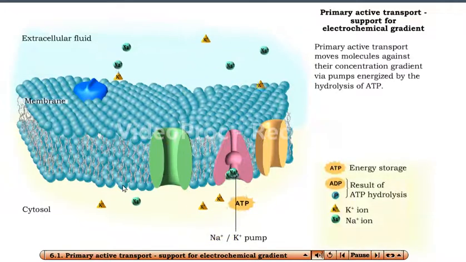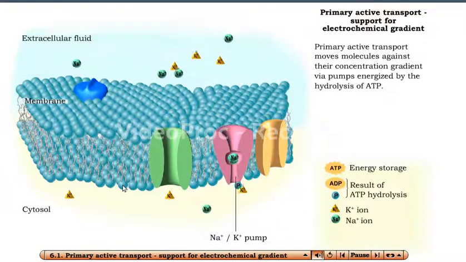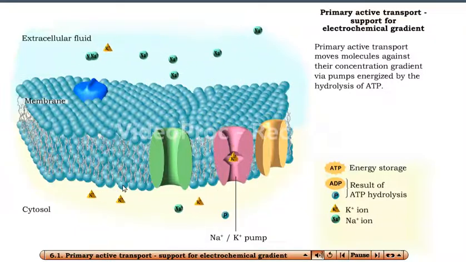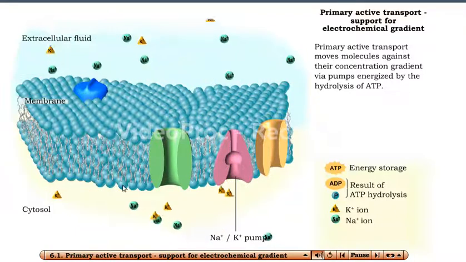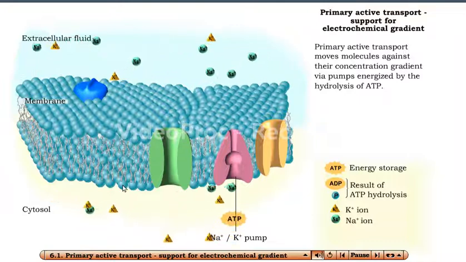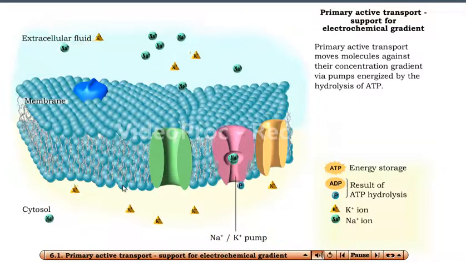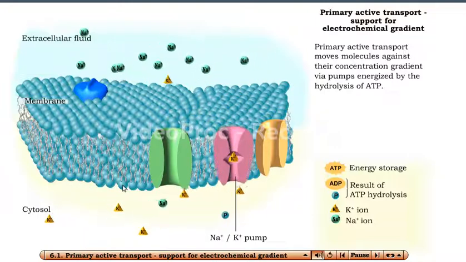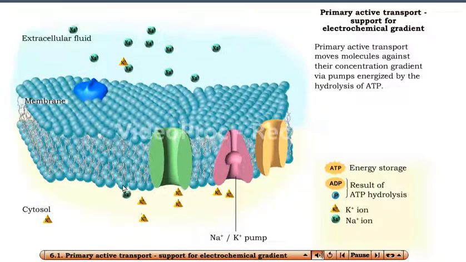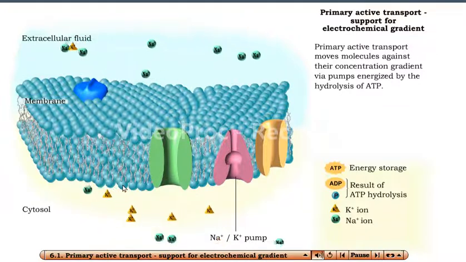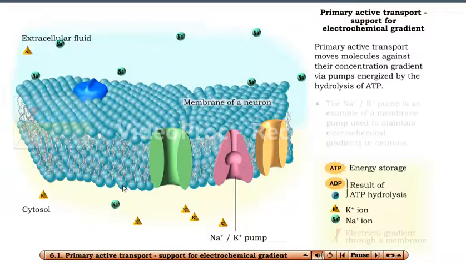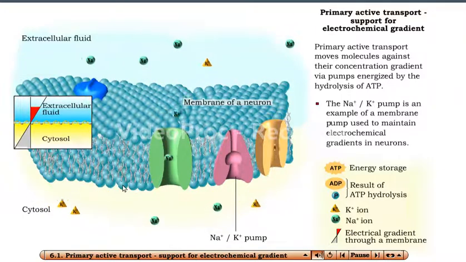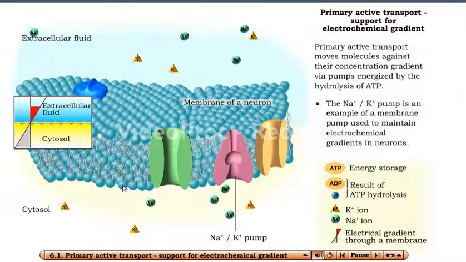Primary active transport of charged or polar solutes requires membrane protein pumps that use energy supplied by the hydrolysis of ATP. This causes a conformational change, moving the molecule up its concentration gradient. The sodium-potassium pump is an example of a pump used to maintain electrochemical gradients in neurons.